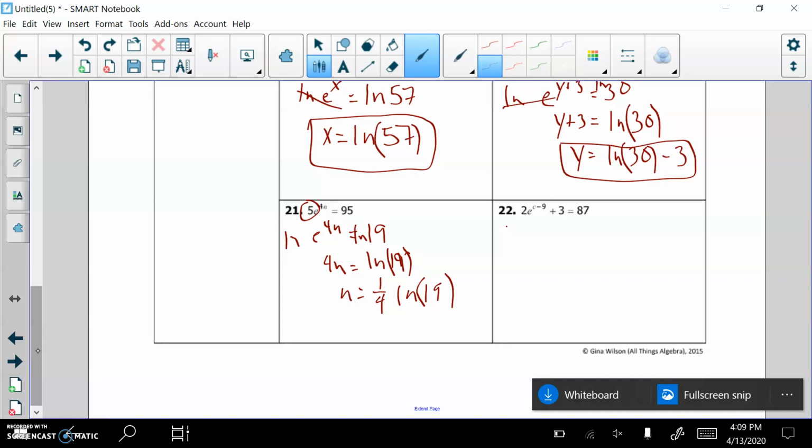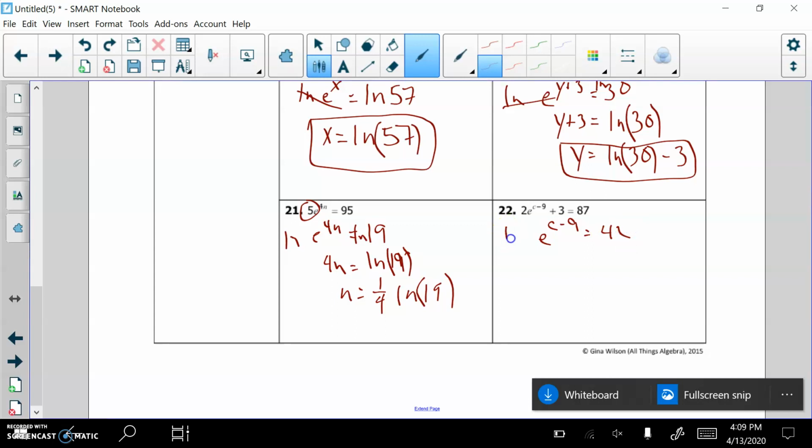Okay, so isolate. We want to get down to e to the c minus 9. And so that means I've got to move the 3 and divide by 2 first. So you guys are smart. That's e to the c minus 9 is equal to 87 minus 3, which is 84. 84 divided by 2 is 42.